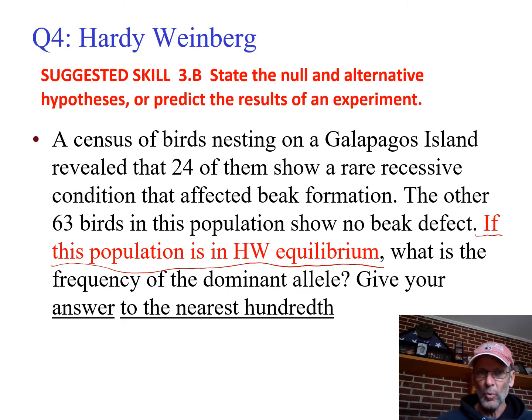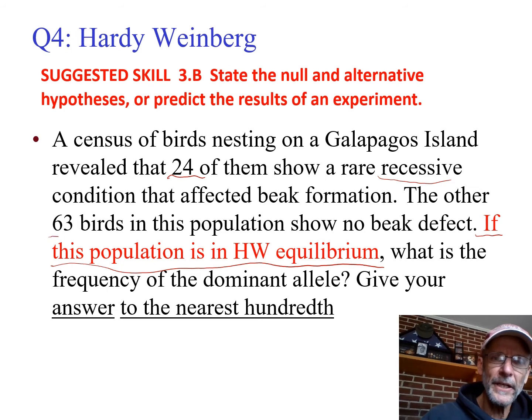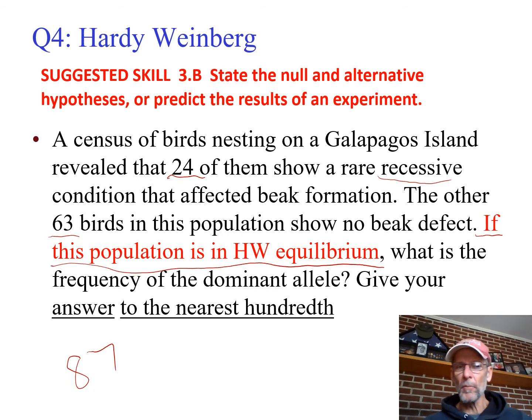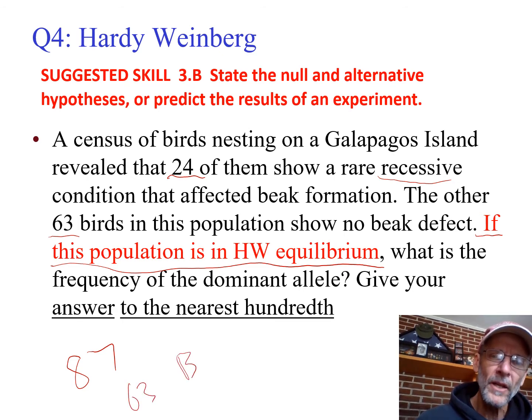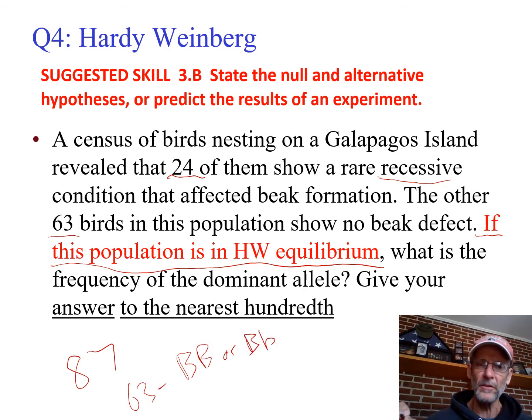So, okay, with that being said, we have 24 birds that have a recessive phenotype. The other 63. That means there's 87 total, right? So all these numbers are important to not mix up, right? 63 is the number of birds who show the dominant trait. I'm going to use a B since this is a beak defect trait, right? What we don't know about those 63 birds is if they're homozygous or heterozygous, because that's dominant, okay?